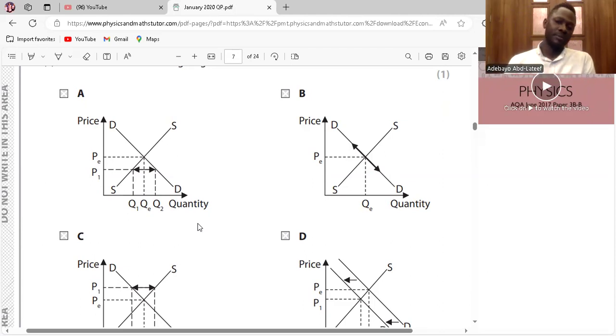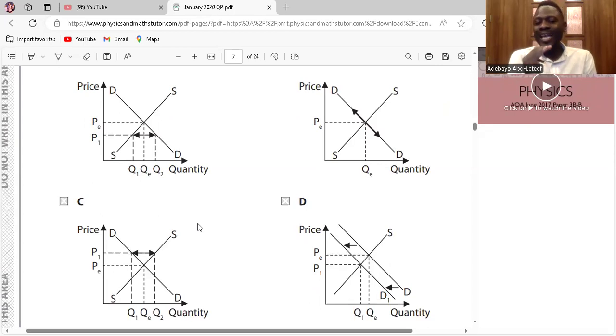So we go to B. In B, there's a movement along the demand curve, which is either contraction or expansion. It's movement, so it's not excess. C is excess supply because the price is set above the equilibrium price. And in D, there's a shift in the demand curve from D to D1, which represents a fall in quantity demanded. So the answer is A. I think it's clear.